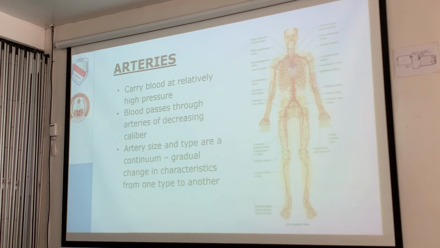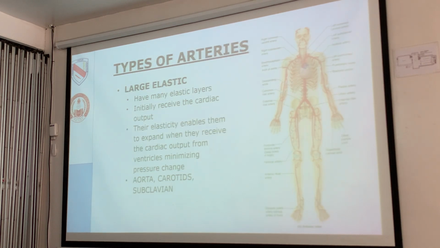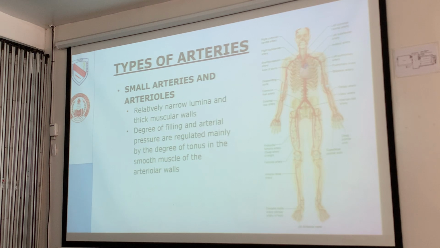Arteries, obviously, carry blood at relatively high pressure. The blood passes through arteries with increasing caliber. Artery size and type are a continuum that will change in characteristics from one type to another. So for the types of arteries, you have the large, medium, and small arteries. For arterioles, the arterioles will be the smallest of the arteries itself.